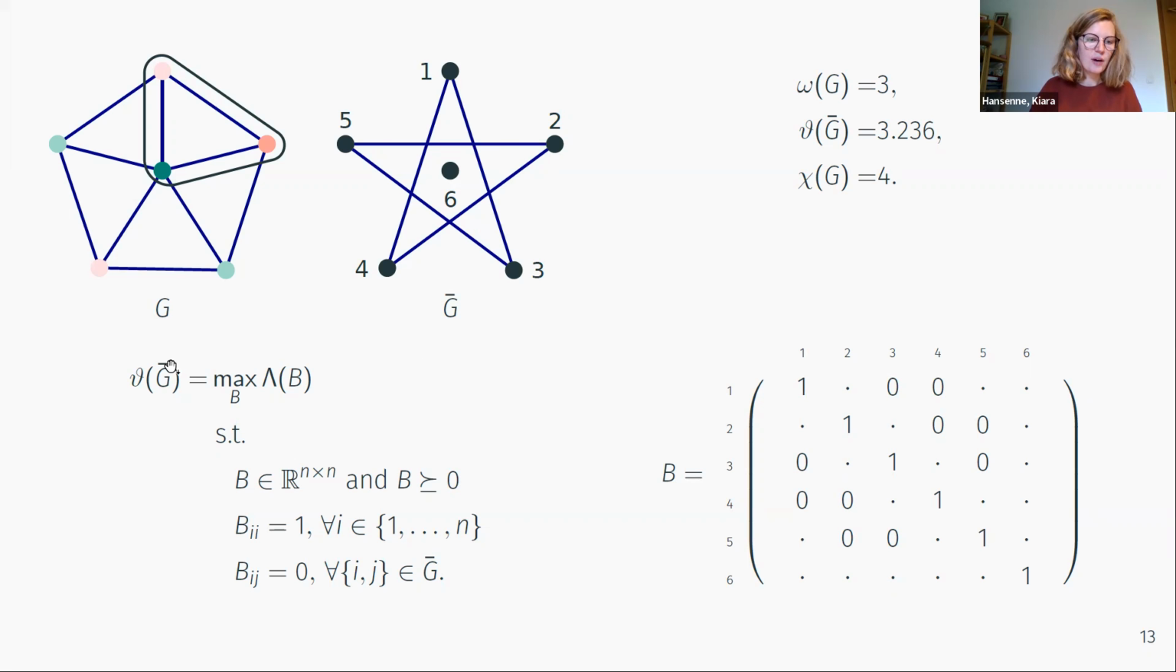Okay, so now if we have this definition of the Lovász number of G bar, we have to maximize the largest eigenvalue of B with those constraints. So B is an n times n real matrix. So here, that one is this matrix B for this graph. So n times n, n being the number of vertices. So here we had 6, so it's a 6 times 6 matrix.